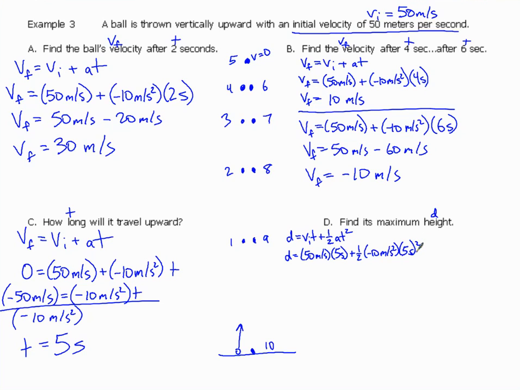Times 5 seconds, and that quantity is squared. So distance here, we have 250 meters plus -125 meters, and that gives us a distance of 125 meters. This is the height that it traveled into the air.